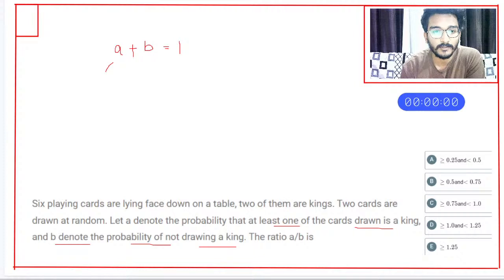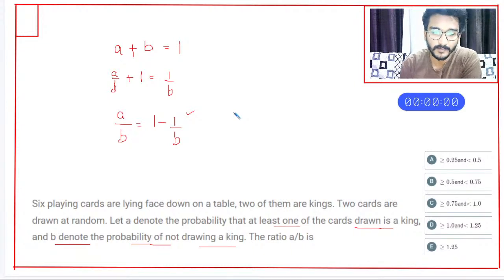We have to just find the value of A divided by B. That can be found if I divide the complete equation by B. I will get this thing, and I can say the required thing can be found if I find this B value. Basically, I do not have to find A, or I can also find A. There is no harm, but I can find B, whatever is convenient. So B is what? B is no king is there.